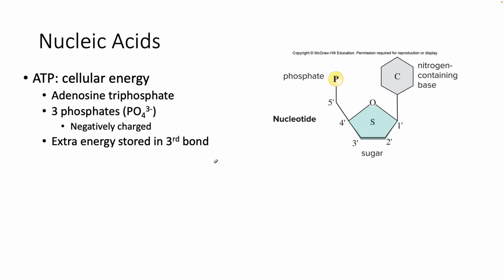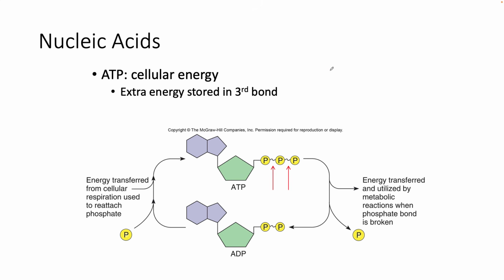ATP stands for adenosine triphosphate, and instead of having one phosphate, it actually has 3 phosphates that are held together with covalent bonds. Now, because each of the phosphates is negatively charged, they want to get away from each other. They are not attracted to one another. And so when we put covalent bonds between them, those bonds have to be really, really strong. And so we can store quite a bit of energy in the second and especially the third bond. So we can use ATP as kind of a way to store energy.